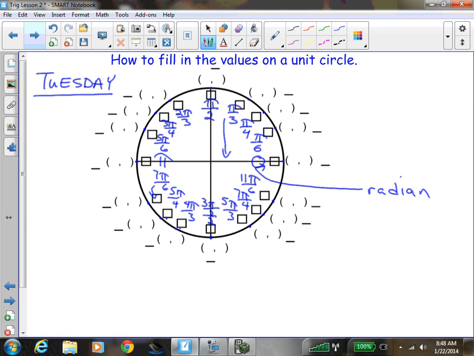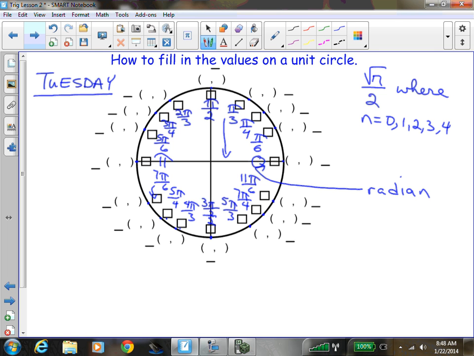Now for the second part, I want us to put in the sine values in the first quadrant. Here's the way I'm going to tell you to remember the sine. It's going to be the square root of n over 2, where n equals 0, 1, 2, 3, 4. That may sound stupid, but once you see what I mean by this, you can get this right.